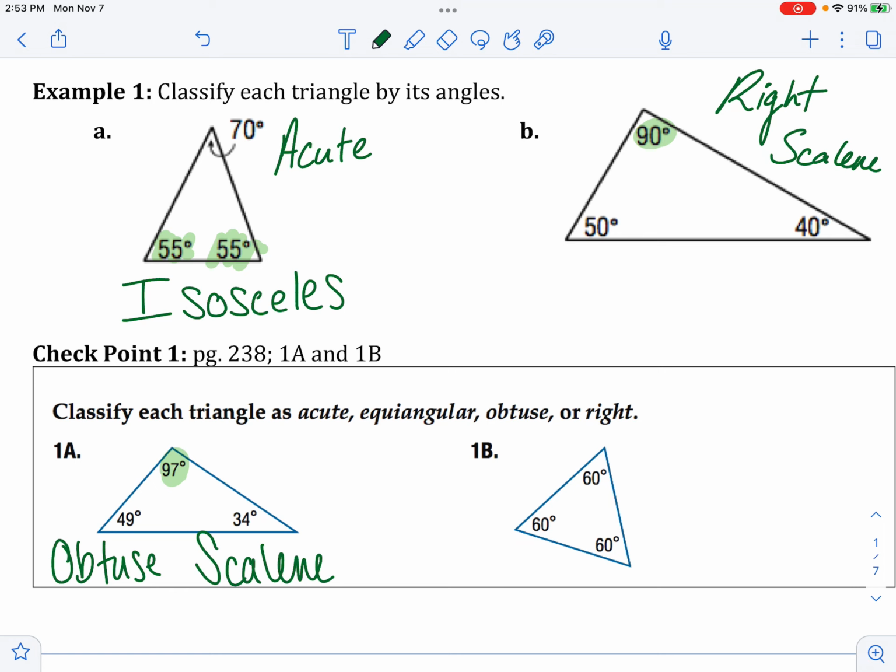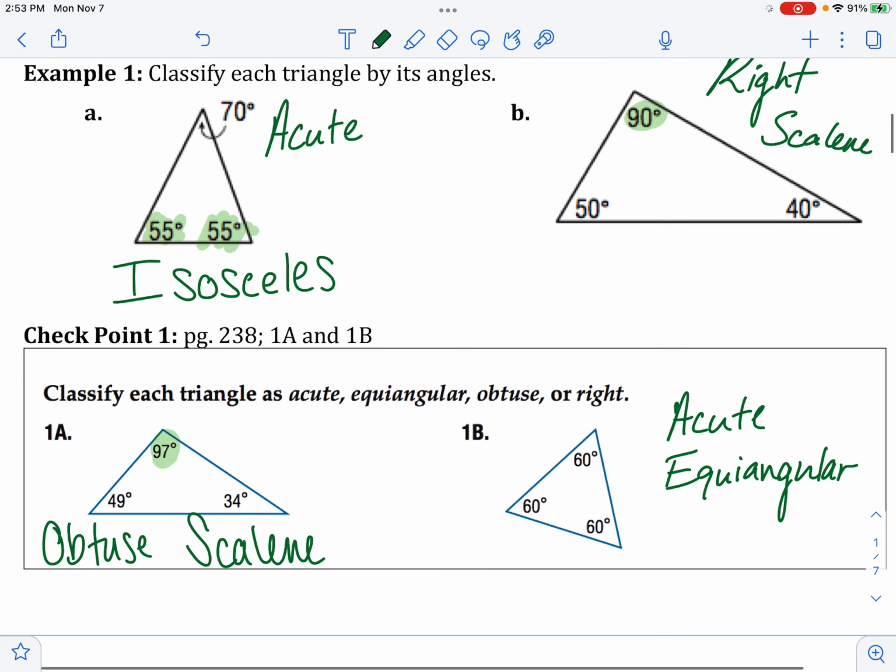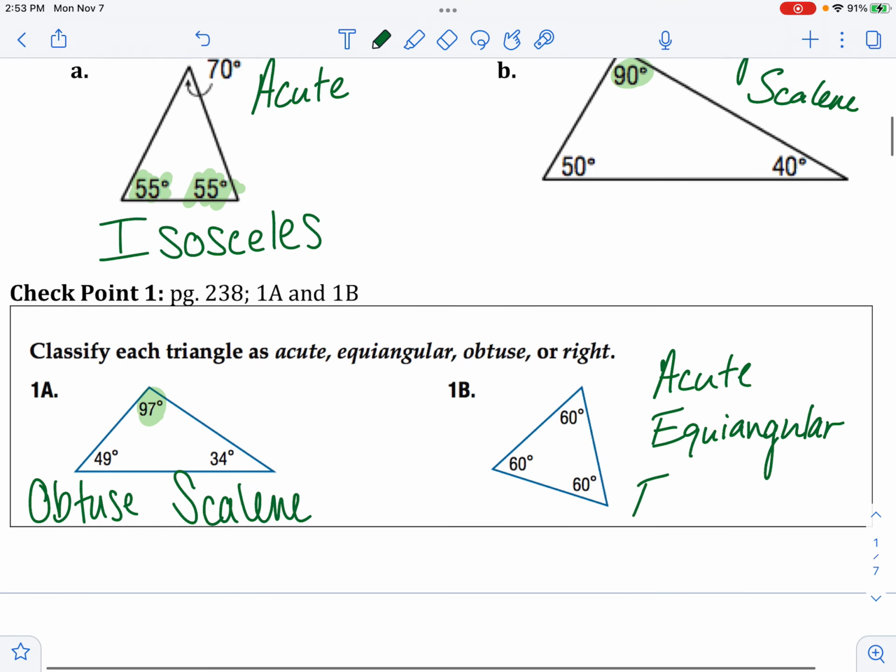And for 1B, I have all acute angles, and it is equiangular because all of the angles are equal. And then if all the angles are equal, then all the sides must also be equal. So that must be equilateral as well.